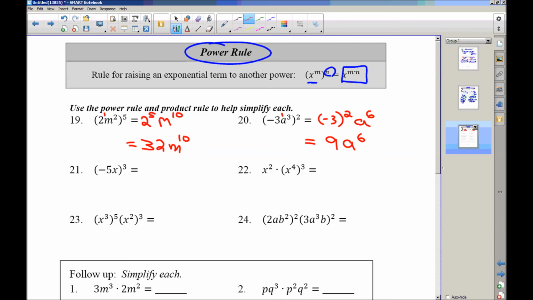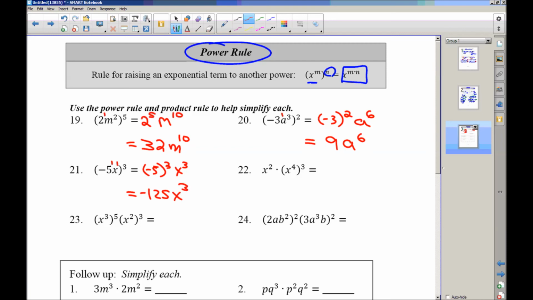So in this one, the same thing. -5 is my base. It had an exponent of 1, so 3 times 1 will give it a new exponent of 3. And then x had an exponent of 1, so 3 times 1 will give it a new exponent of 3. So -5 to the 3rd power is -125, and then we get x cubed.